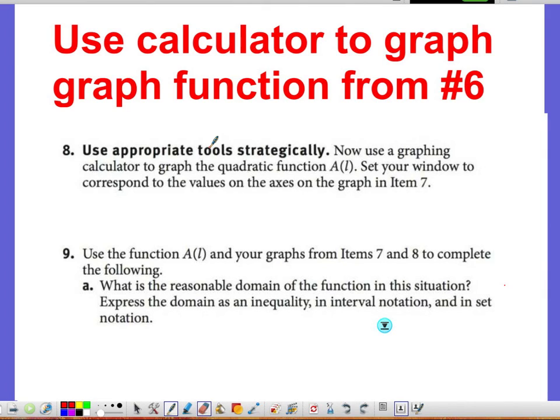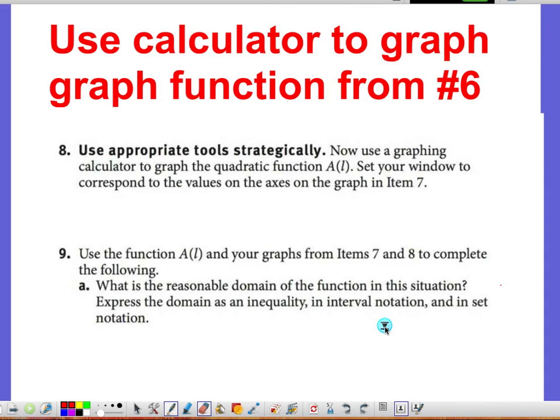Number 9. Use the function a of L and your graph from items 7 and 8 to complete the following. What is the reasonable domain of the function in this situation? Express the domain as an inequality, in interval notation, and in set notation. Okay.